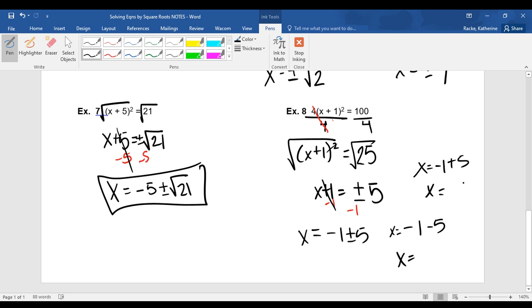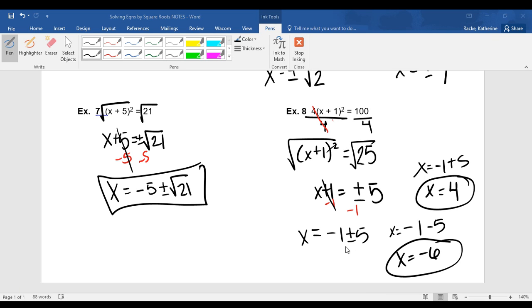So if I did negative 1 plus 5, I get 4. And then negative 1 minus 5 gives me negative 6. So I have two answers here. Okay, so when you get this simplified, you are going to need to do it all the way out and break it up to where you do have a positive and a negative.